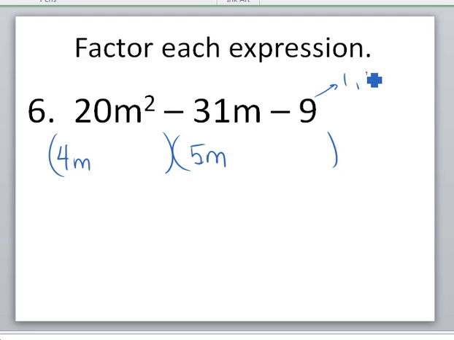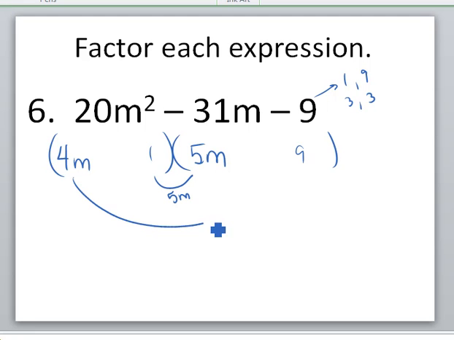Factors of 9 are 1 and 9 and 3 and 3. So if I try 9 and 1 first, that gives me 45 and 1, or 45 and 4. That's no good. If I try 1 and 9, that gives me 5 and 36. That actually might be good.